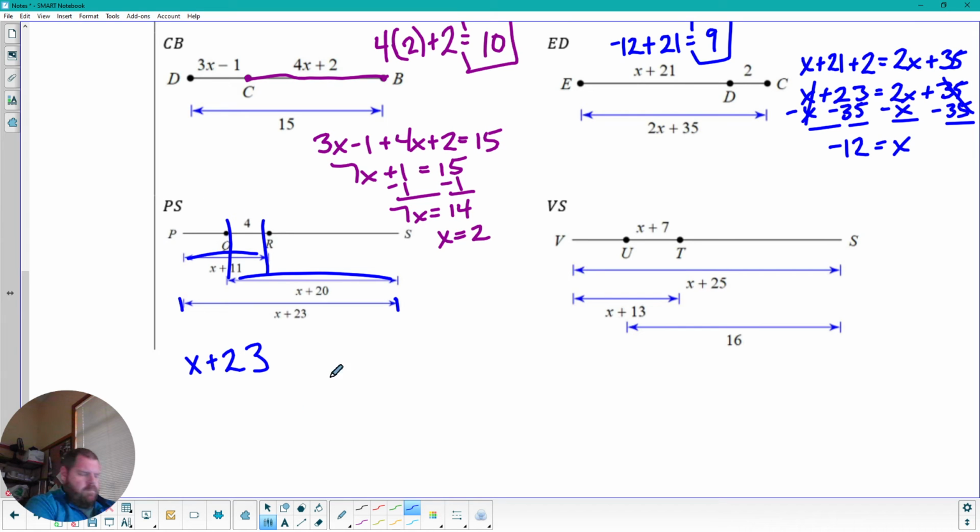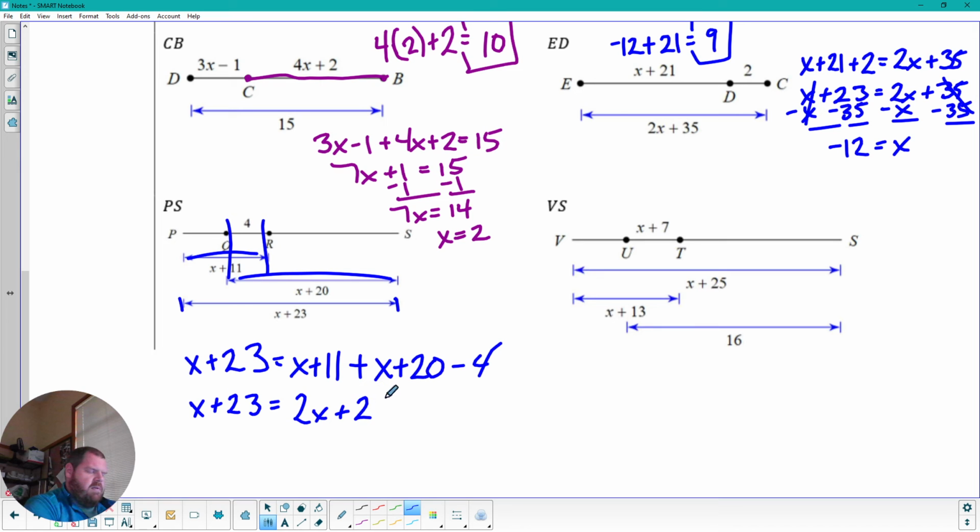Well, I know what that middle section is. It's 4. So I can just add those together, x plus 11 plus x plus 20, and then take away one copy of that middle piece. I'll take away 4. And then we've got some combining like terms to do. I'm going to leave the left-hand side by itself. Looks like I get 2x plus 27: 11, 20, and negative 4.